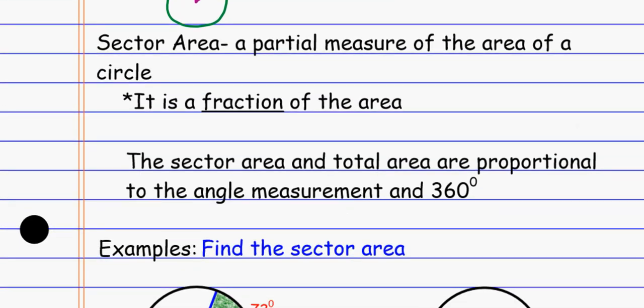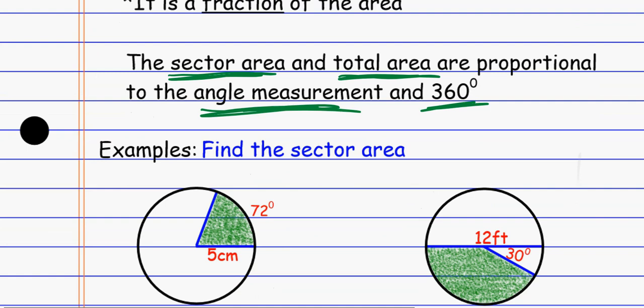When we look at that sector, it's bound by a certain central angle. The sector area and the total area are proportional to the angle measurement of the arc and 360. Just like we had with our arc length, it's the same thing here. It's the partial measurement of area over the total area equals the partial measurement of the angle over the total angle, okay? Again, it's a part of the entire thing.